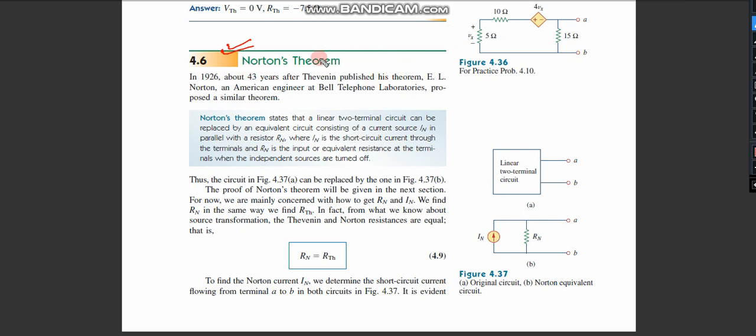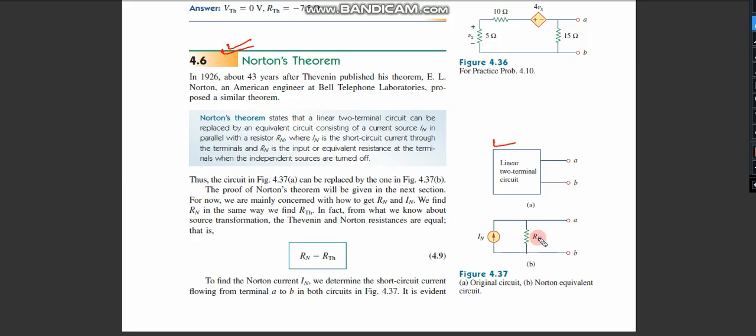Okay, students. Now the second theorem, second to Thevenin's theorem, is the Norton theorem. So it is very similar to the Thevenin theorem. Norton and Thevenin theorems are basically equivalent to each other as well. Norton's theorem says that if you have a linear two-terminal circuit like this one, you can represent it by a current source, which we call I Norton, and a resistance in parallel, which is Rn.